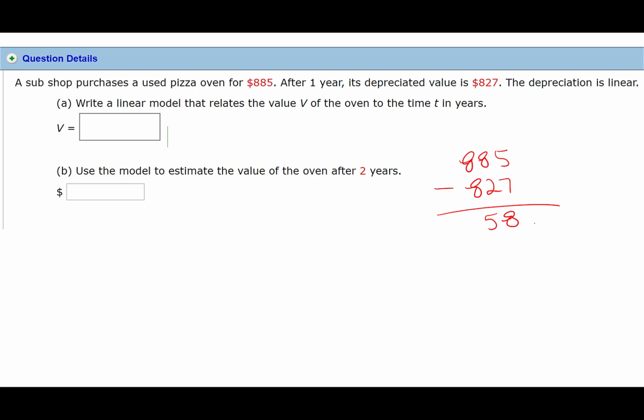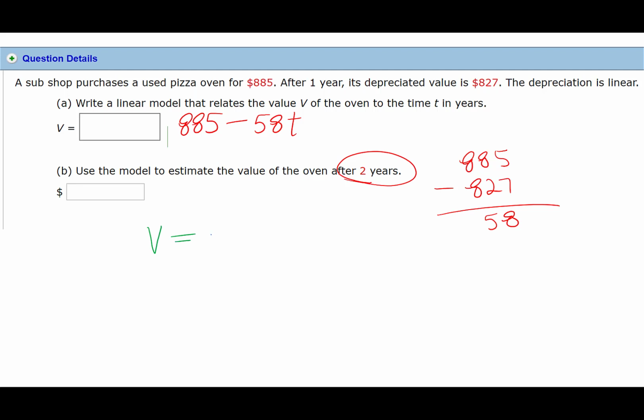So we can assume from this problem that each year the pizza oven will depreciate $58. That means that it will lose value the older that it gets. So to write a linear model, it would look something like this. We know that the pizza oven originally had a value of $885, but now we know each year it loses $58 per year. That's where we're going to put the variable t. And so now we're going to use that equation to find out the value of the pizza oven after 2 years. This is the second question.